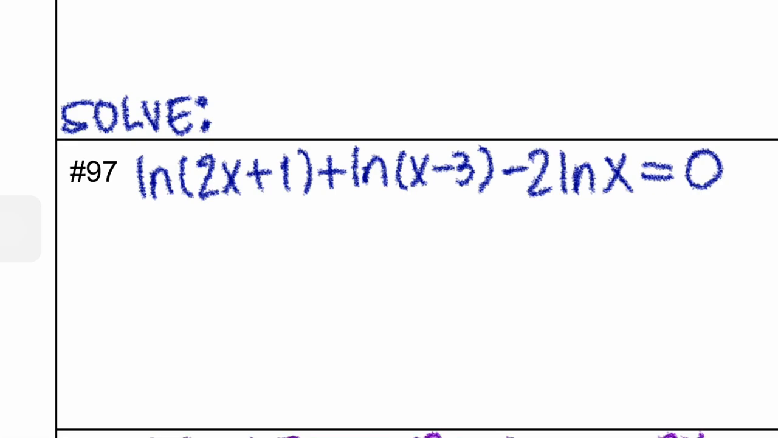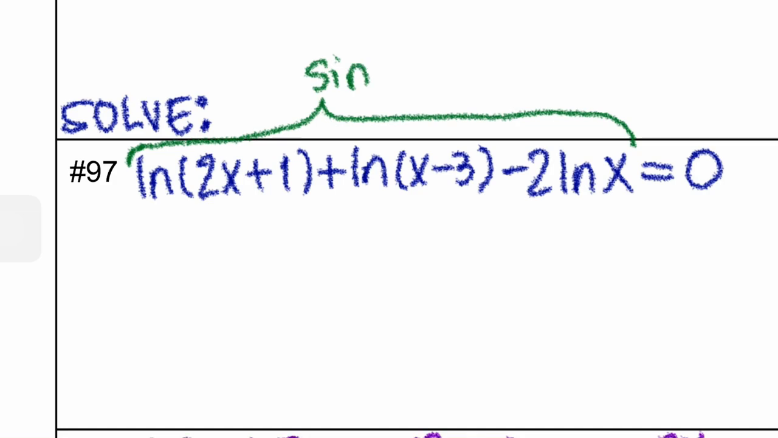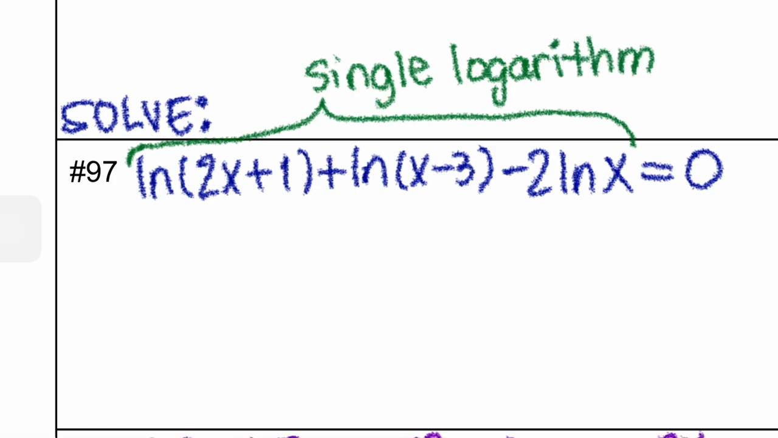So what we want to do is take everything on the left side of the equal sign, since that's the only place I have natural log or any log going on, and compact it into a single logarithm first. After I get it to a single logarithm using logarithmic properties, I'm going to rewrite it in exponential form, and then I should be able to solve for x. All right, so single logarithm first.